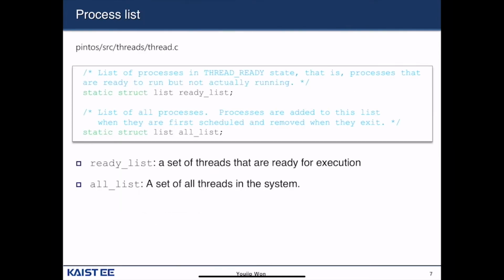In Pintos, there are 2 lists of processes, or lists of threads. The first one is ready list, and the second one is all list. Ready list is a set of threads that are ready for execution, and all list is a set of all threads in the system. So when a thread is created, it is first inserted into the list called all list. And then all the threads that are ready for CPU execution are inserted into the ready list.